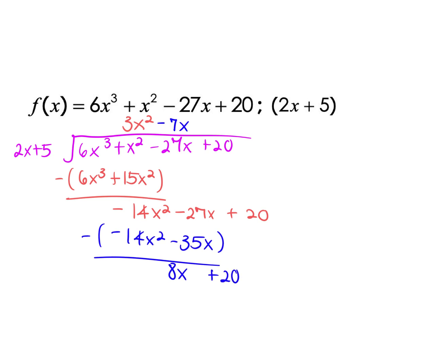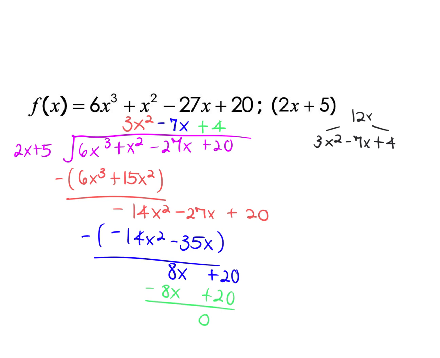And then we want the 2x to match the 8x, so we're going to multiply by a positive 4. And we end up with 8x plus 20, and then this cancels. And then we take our 3x squared minus 7x plus 4, and we factor that.